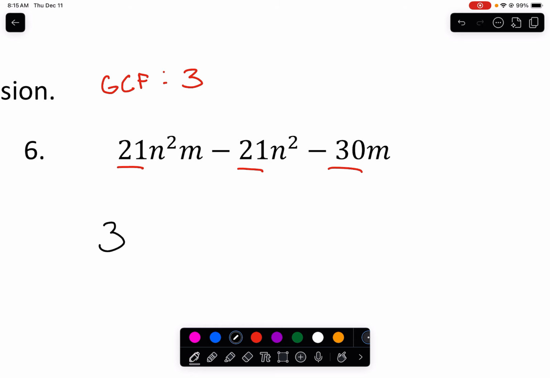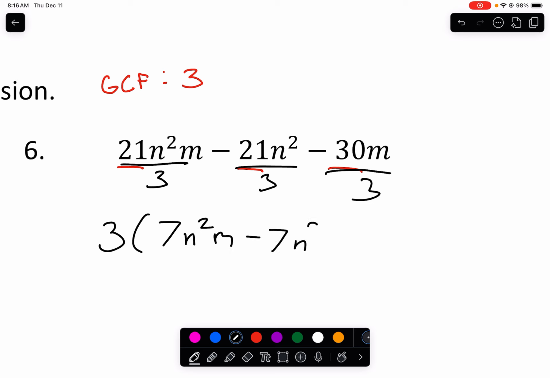So I take out 3, and I have to divide everything by 3. So I end up with 7n squared m minus 7n squared minus 10m.